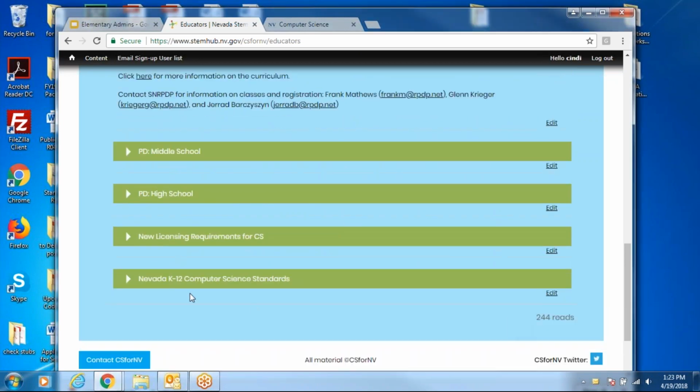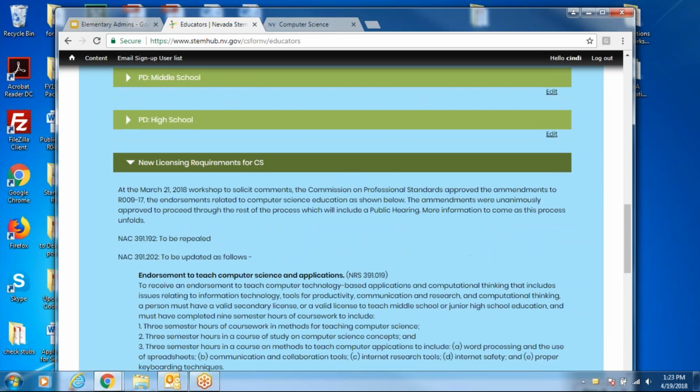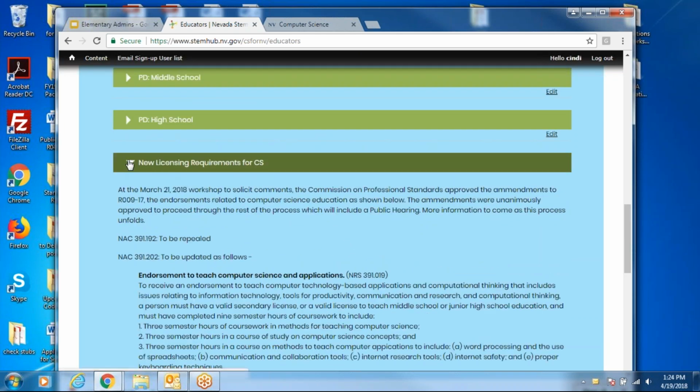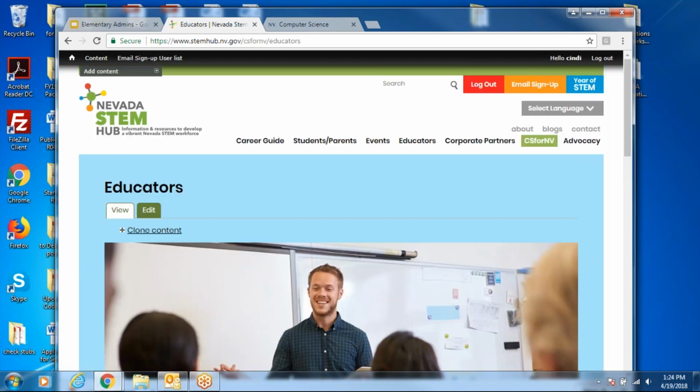Okay. We also, here are licensing requirements if you would like to look at that, the changes that are being proposed right now. These do not affect elementary teachers. They do not need any additional endorsements to teach computer science and computational thinking. We definitely encourage the professional development, though, to help them with that. But this is just for your reference. Okay, so there's a lot of stuff that you can find on this site.